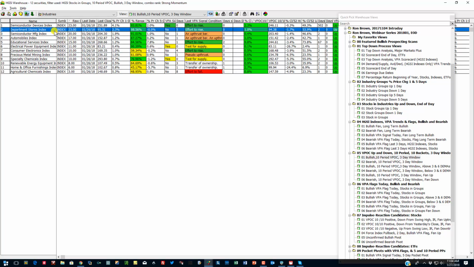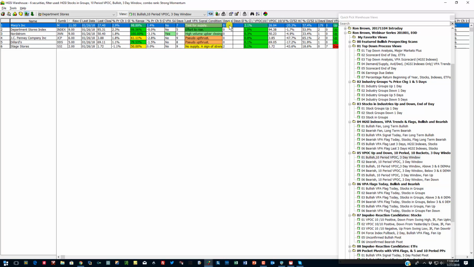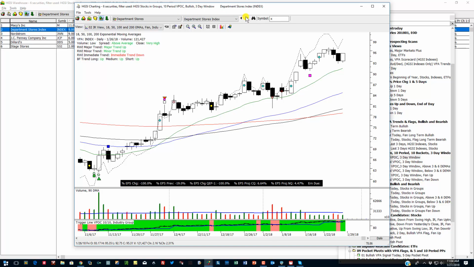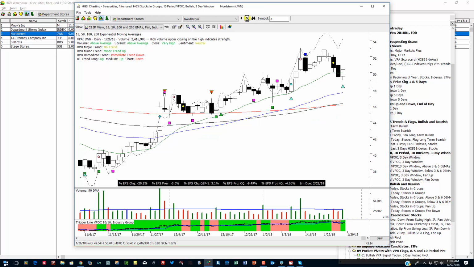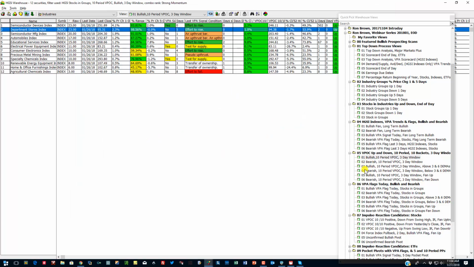Let's go into the department store index. And here is the days since the VPOC crossover. Several of them happened on Friday. You can see right down here on the green area, Macy's, Department Store Index, Nordstrom, it's pulled back. It's got a VPA flag and the VPOC is turning positive, but you can whip through these very quickly and you can find a lot of candidates.